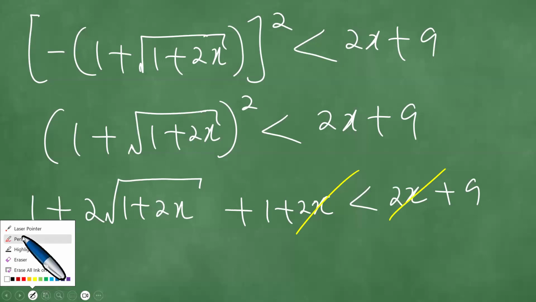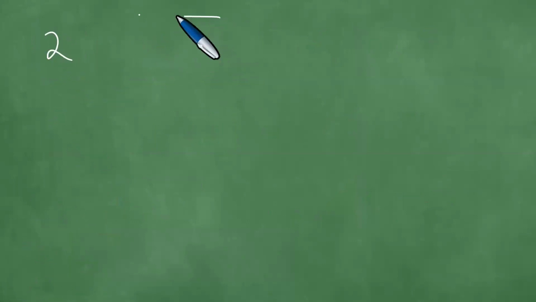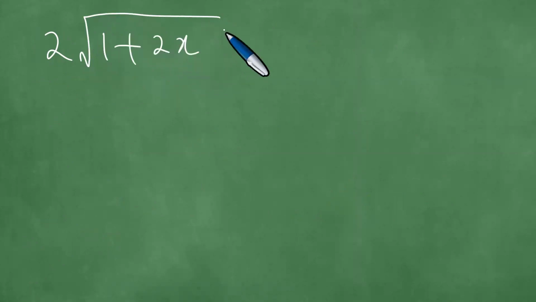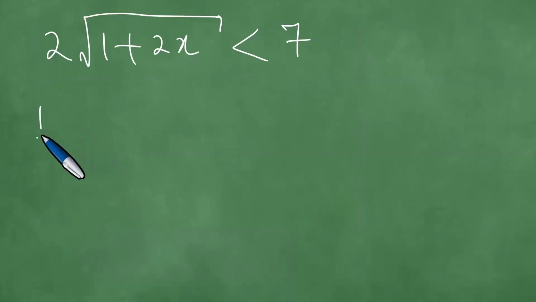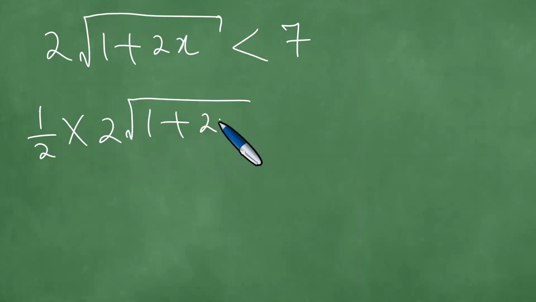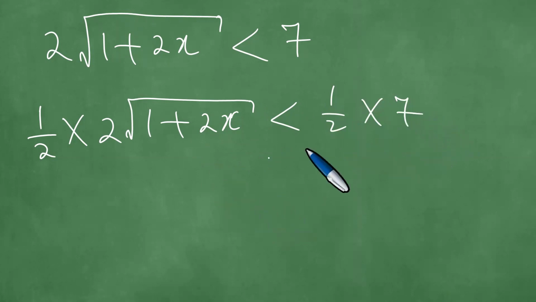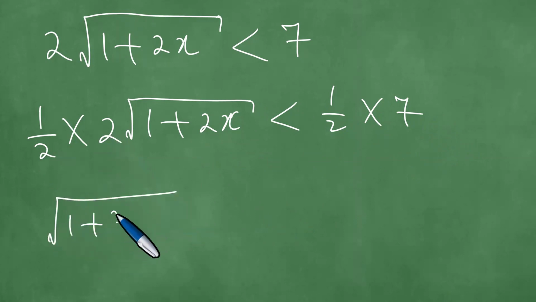So what do we have? We have 2 times the square root of 1 plus 2x is less than 7. And now we can proceed at this point, because 1 plus 1 is 2, and then 9 minus 2 is 7. So at this point, we multiply the left by 1/2, but also we multiply the right by 1/2. So 1/2 times 2 gives us a 1, so that you have the square root of 1 plus 2x over 2.